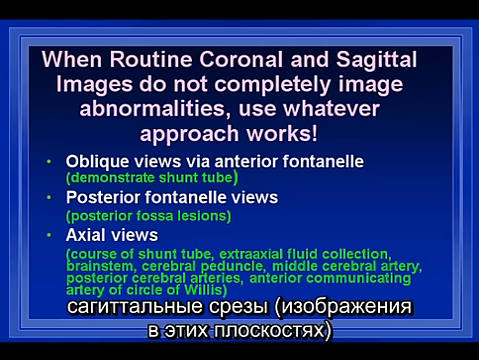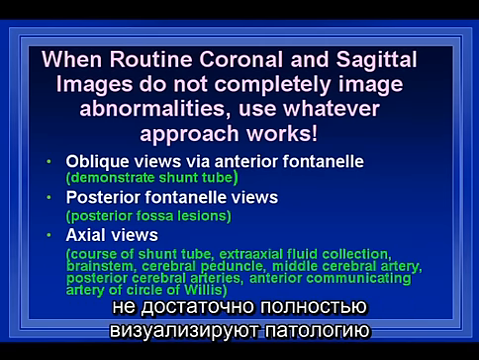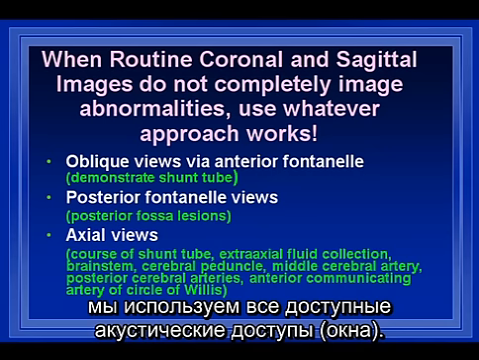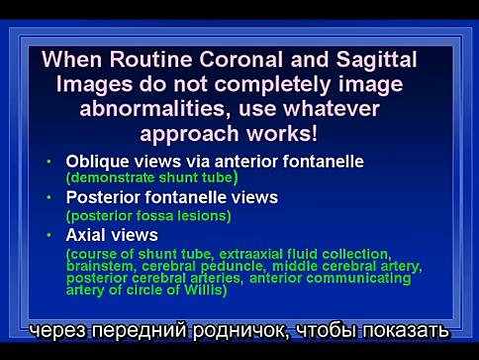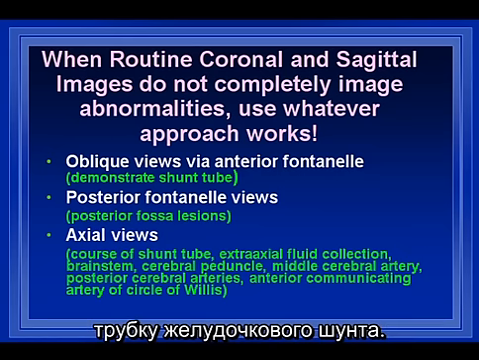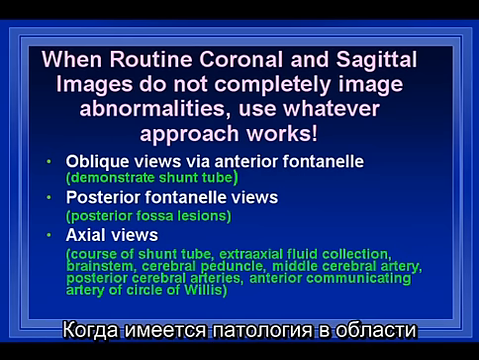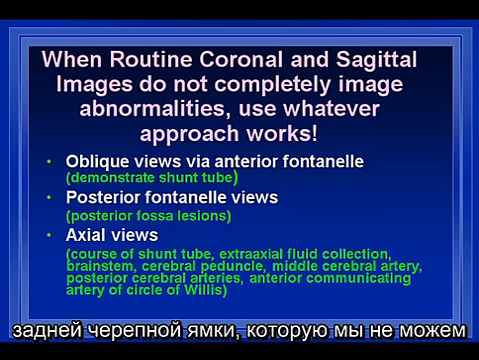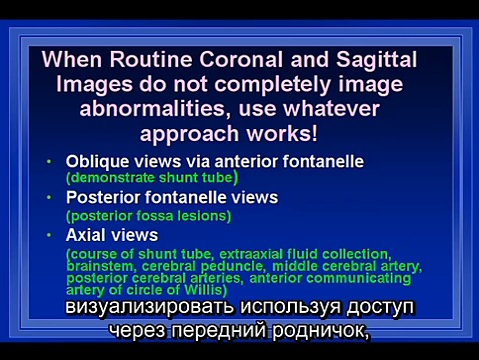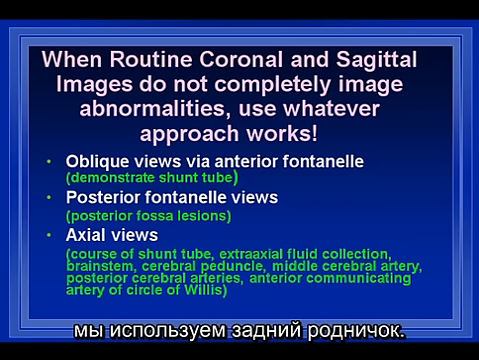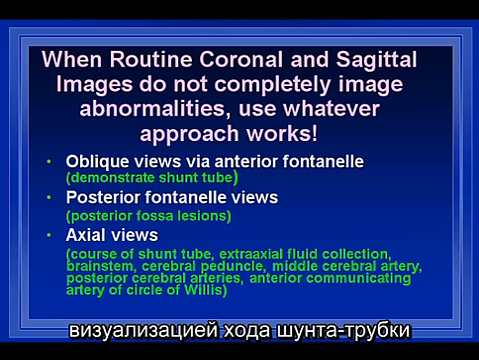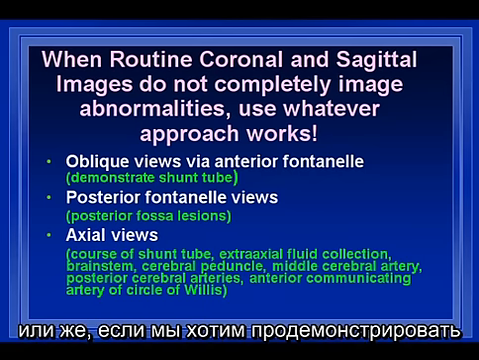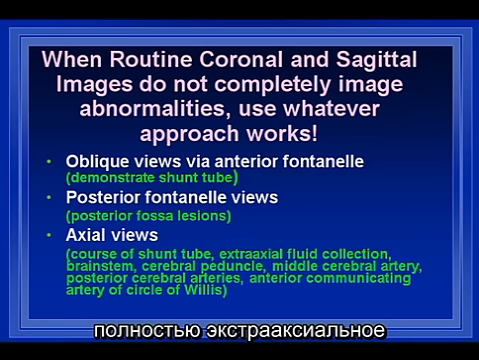Now, when routine coronal and sagittal images do not completely image abnormalities, we use whatever approach works. For instance, we may use oblique views via the anterior fontanelle to demonstrate a ventricular shunt tube. When there are posterior fossa lesions that we can't image using an anterior fontanelle approach, we'll use the posterior fontanelle. We'll also use axial views if we have difficulty following the course of a shunt tube, or if we want to demonstrate an extra-axial fluid collection in its entirety.